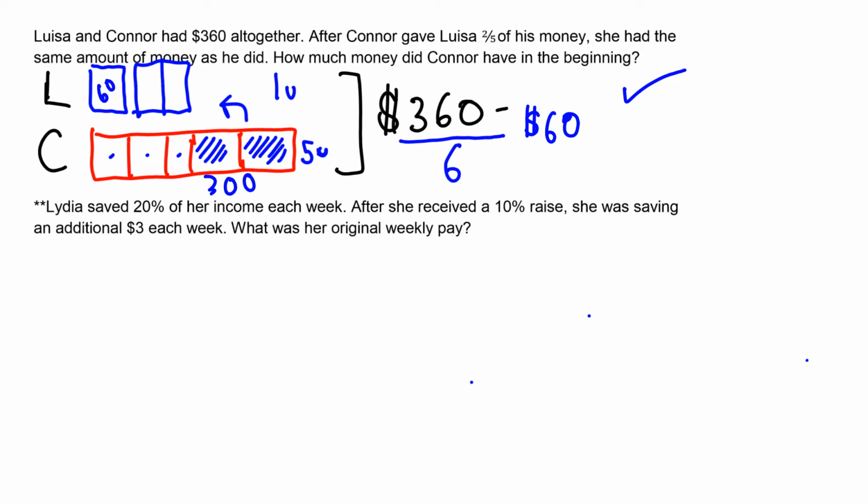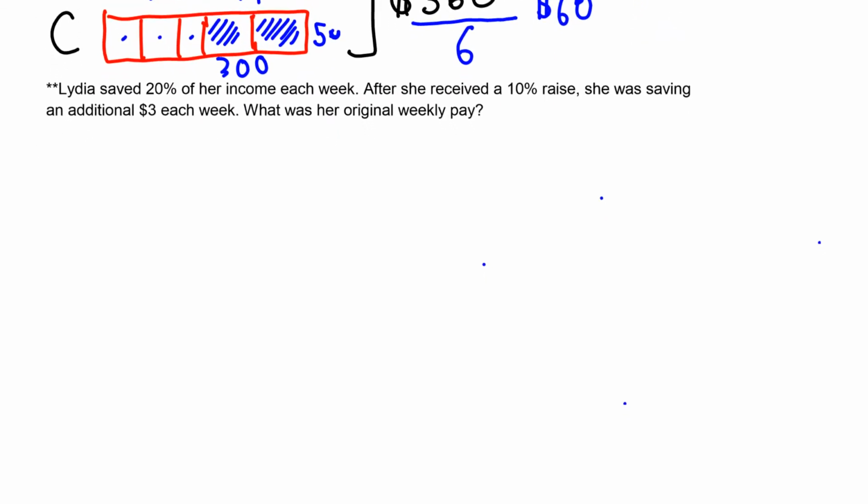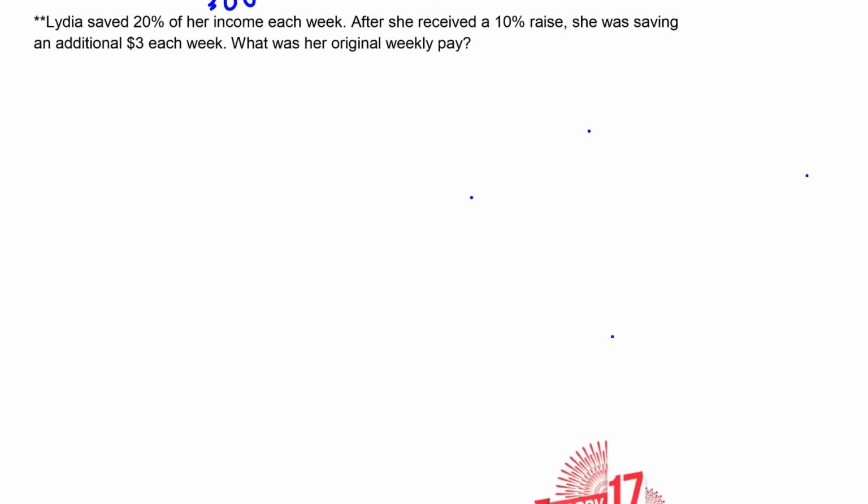So let's take a look at the Lydia problem. For the Lydia problem, we're going to need a little bit more space. So Lydia saved 20% of her income each week, and after she received a 10% raise, she was saving an additional $3 each week. What was her original weekly pay? Now, this is definitely a little bit more of a challenging problem, and that's okay. I'm not expecting everyone to be able to solve this one.